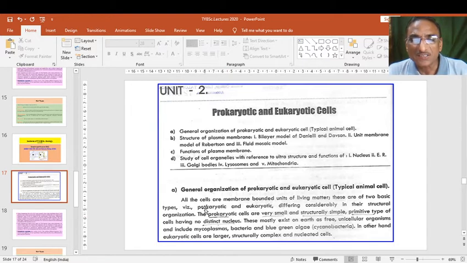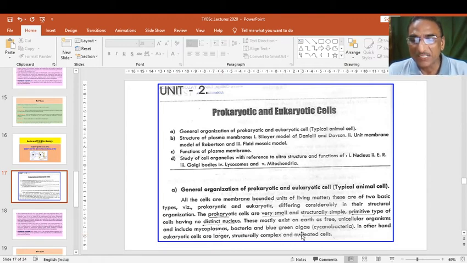All the cells are membrane bounded units of living matter, and these are of two basic types, that is prokaryotic and eukaryotic, differing considerably in their structural organization. The prokaryotic cells are very small and structurally very simple, or we can say primitive types of cells having no distinct nucleus. These mostly exist on earth as free unicellular organisms and include mycoplasma.